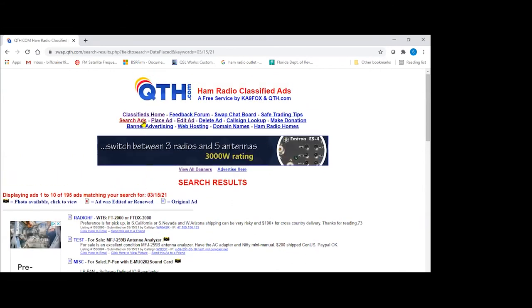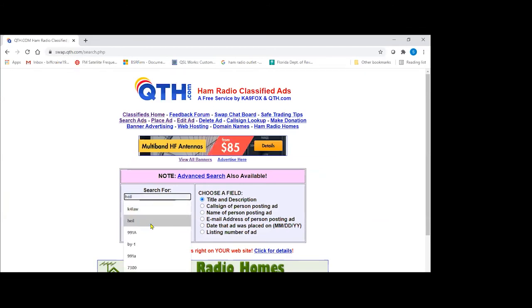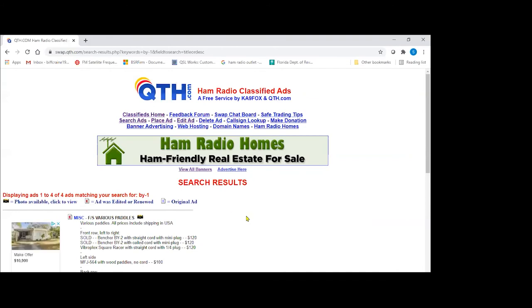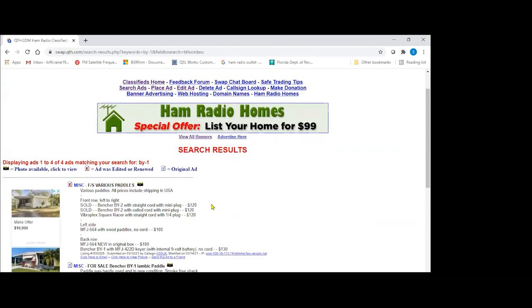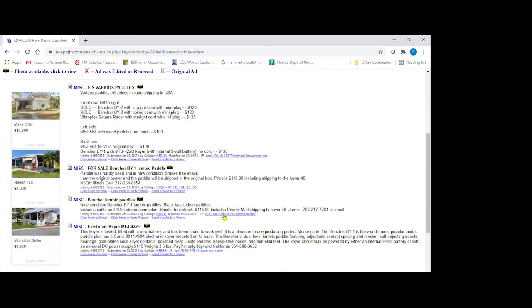Or if you have a want, you can place a want. Or if you want to search on something like, let's do a Bencher BY1. Yeah, that's always good for laughs. Guy's got paddles. He wants 120. He sold those two for 120. A Bencher BY1 iambic paddle, $110, which that guy should be in jail for robbery. $115. Man, I ought to sell mine.